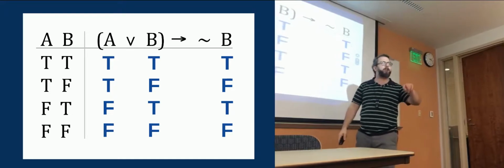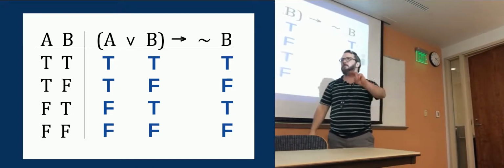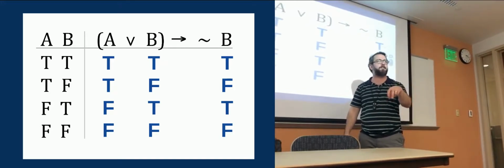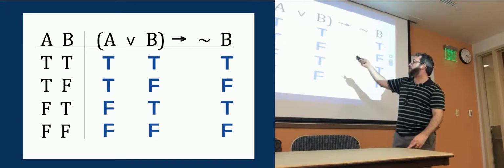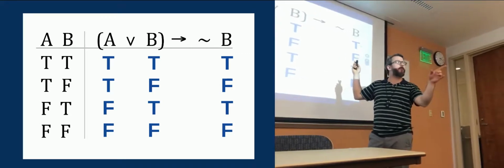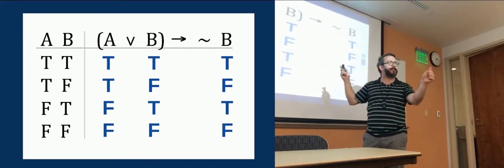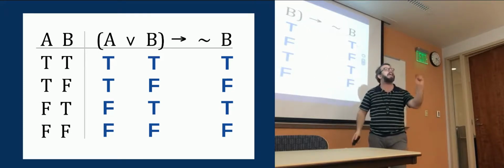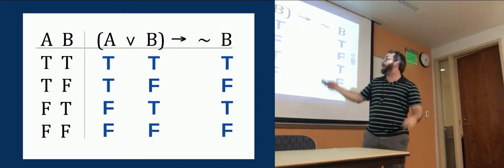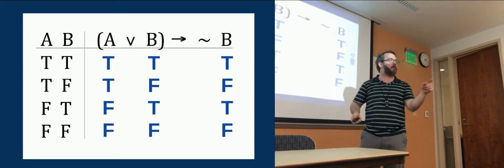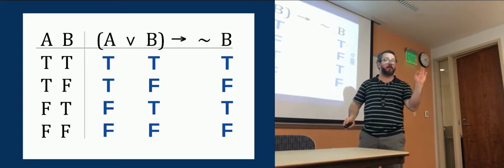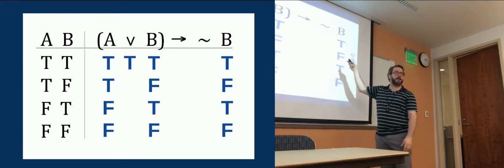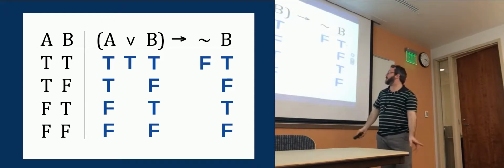So it's going to be true whenever... maybe we'll look at it when it's false. It's false when the antecedent is true and the consequent is false. Do I know if the antecedent is true? Yes, I do. Well, not quite yet. I know that A is true and B is true, and I know that the antecedent is A or B. I can figure it out real quick. If A is true and B is true, then A or B is true. If B is true, then not B is false.